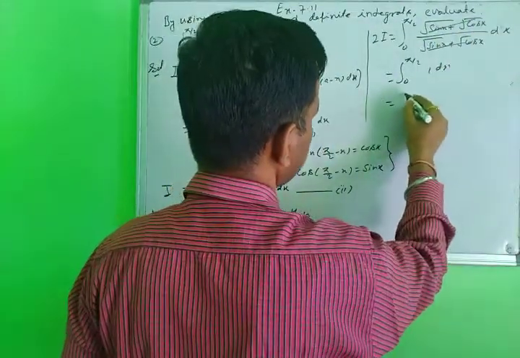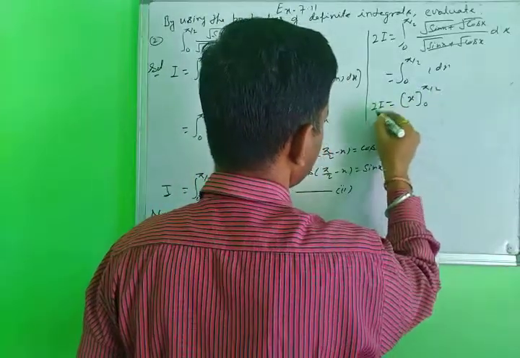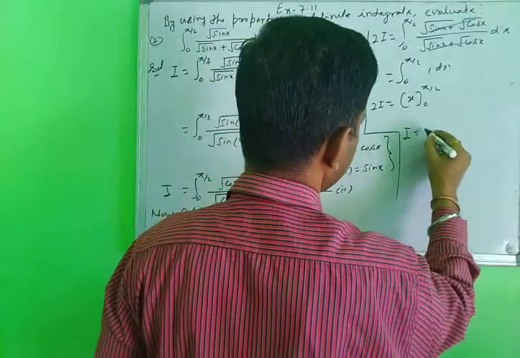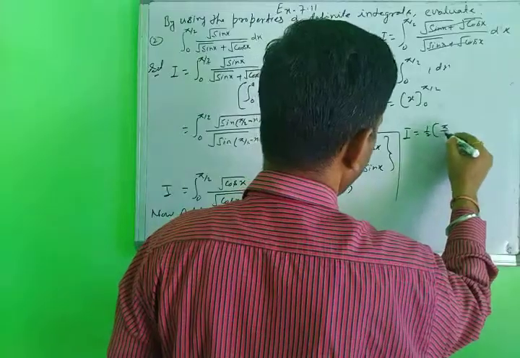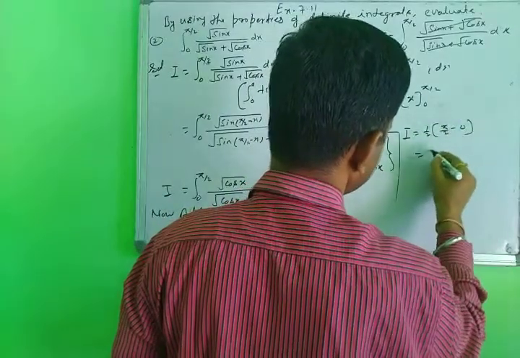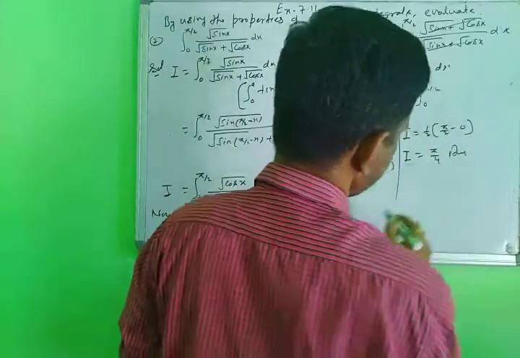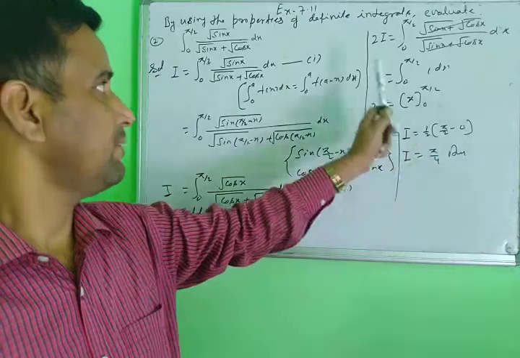When you integrate this from 0 to pi by 2, it is equal to 2I. What is the value of I here? 1 by 2 times (pi by 2 minus 0) means pi by 4. This is your answer. The first part and second part both have the same answer.